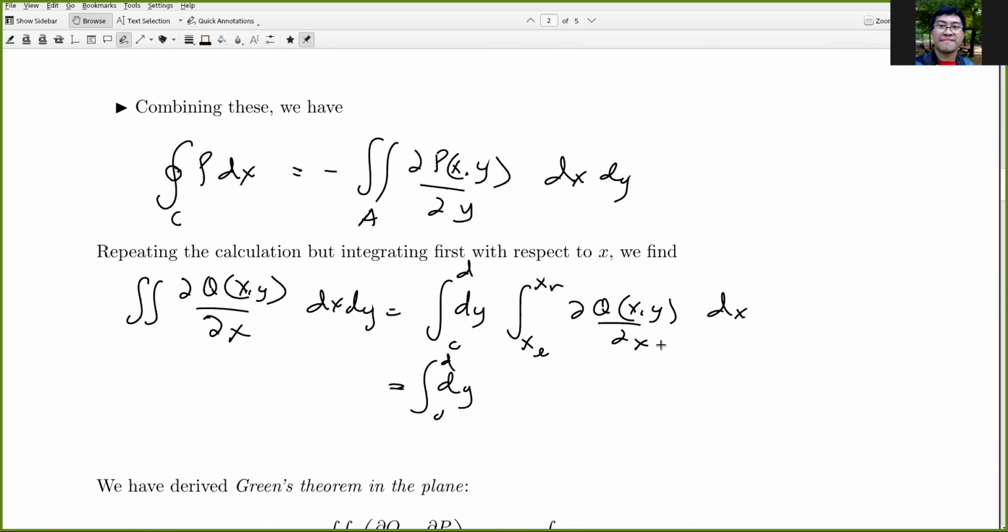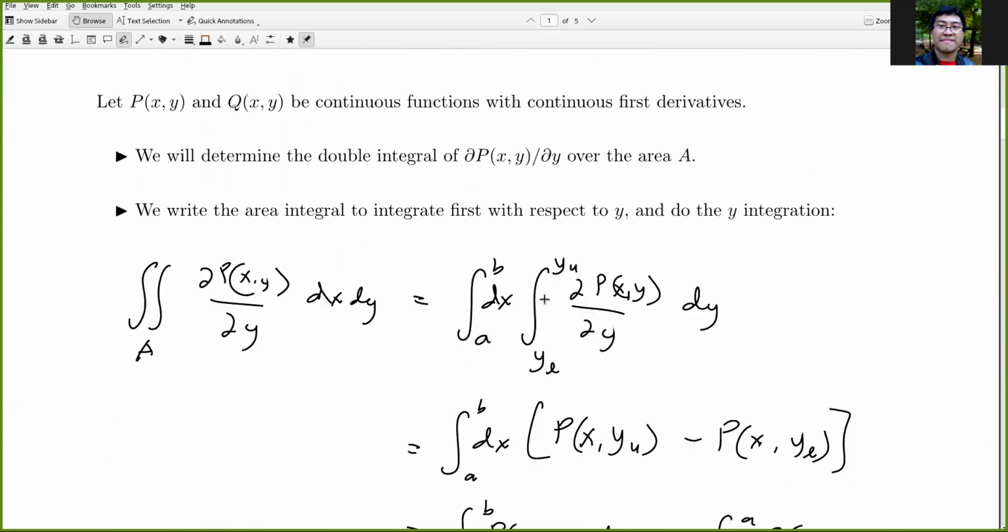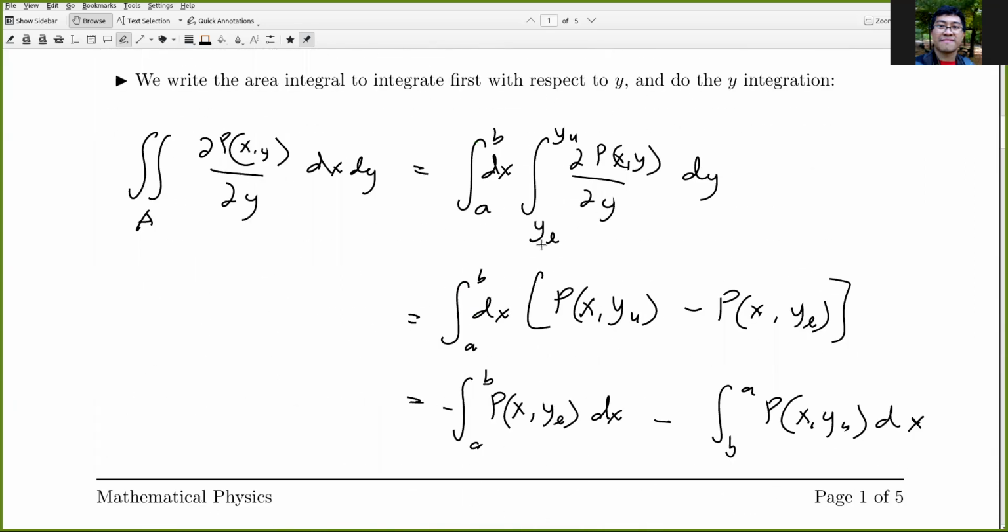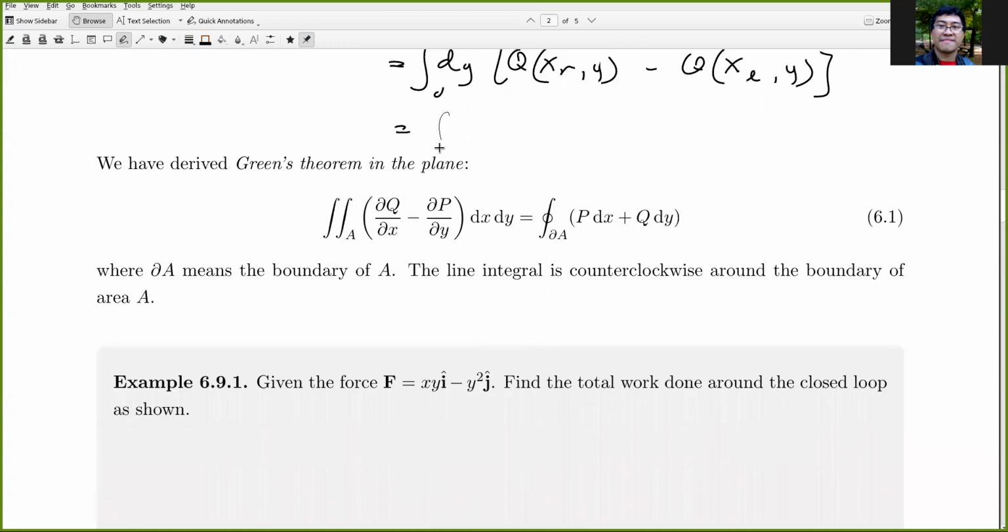And this simply is, by the fundamental theorem of calculus, the integral over dy from c to d of Q at x right, y minus Q at x left, y. And after rewriting this so that we specify the path of integration, and then we add that to the other part, you have the closed integral along C of Q dy.